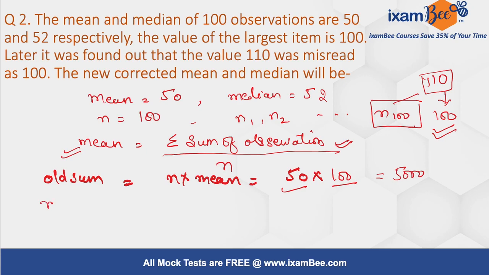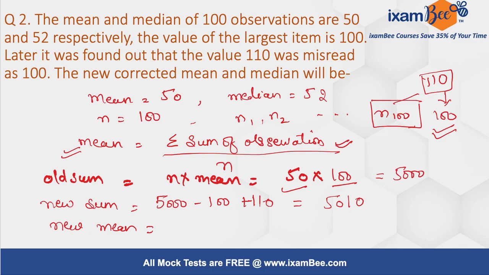Now what should be the new sum? If we subtract 100 from it and add 110, then we can find the new sum, that will be 5010. Then how to find the new mean? The new mean will be new sum upon number of observations, that should be 50.1. In this way we can find the mean.